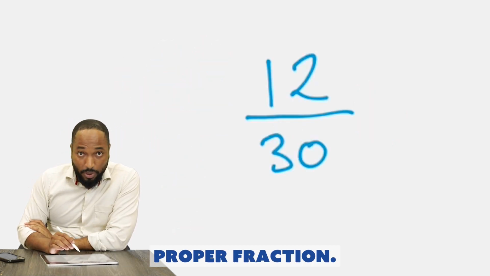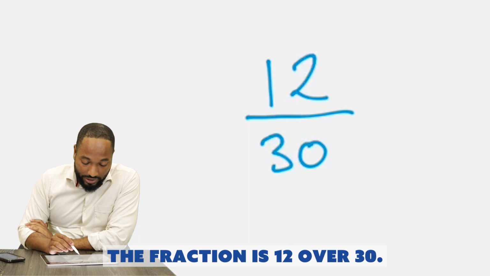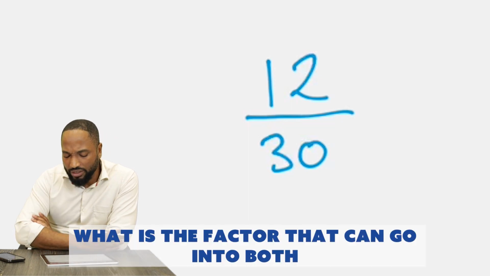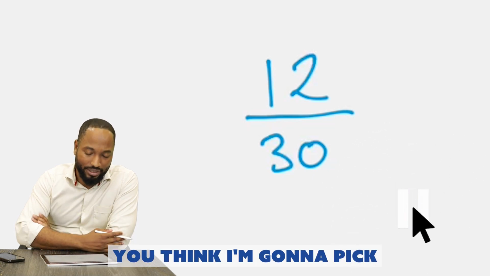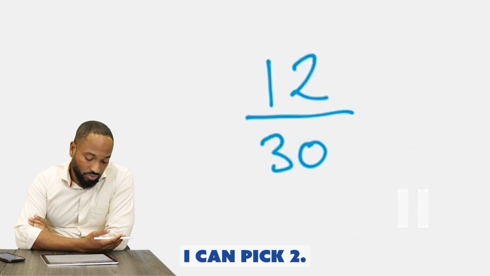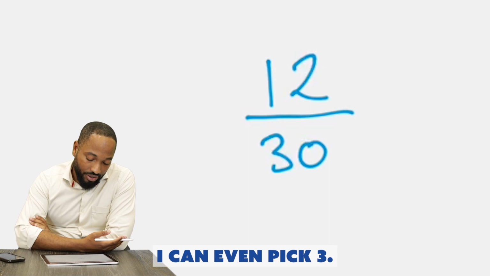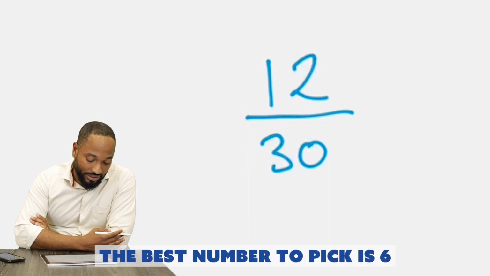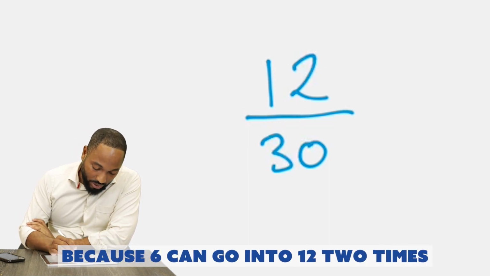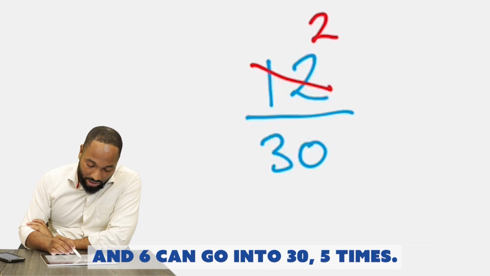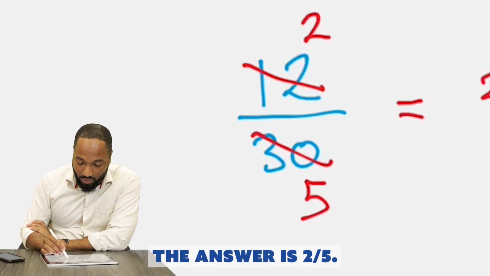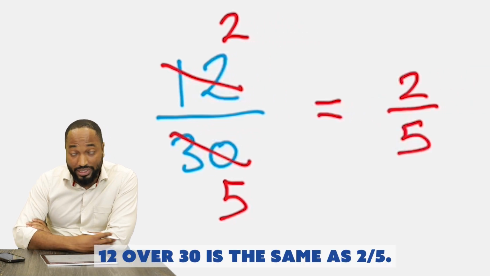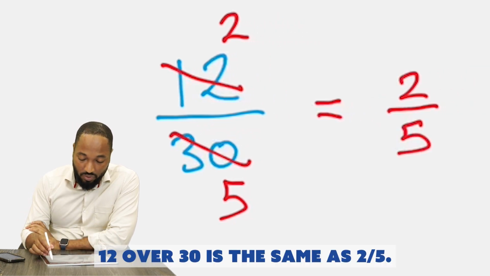Let's try to reduce this proper fraction. The fraction is 12 over 30. What is a factor that can go into both 12 and 30? Pause the video and see which number you think I'm going to pick. I can pick 2. I can even pick 3. But I think the best number to pick is 6. Because 6 can go into 12 2 times, and 6 can go into 30 5 times. The answer is 2 fifths. 12 over 30 is the same as 2 fifths.